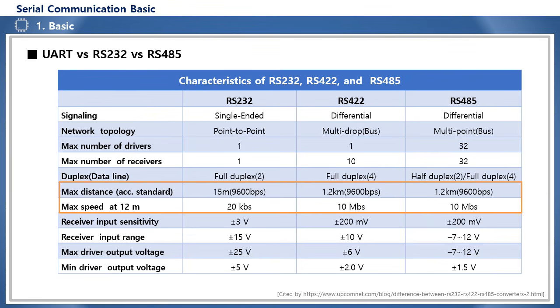As mentioned earlier, the communication speed and effective transmission range are inversely proportional. The receiver input sensitivity, or the minimum recognizable voltage level, is plus or minus 3 volts for RS-232 and plus or minus 200 millivolts for RS-422 and RS-485. This means that RS-232 does not recognize signals within plus or minus 3 volts, and RS-485 does not recognize signals within plus or minus 200 millivolts. For other input-output voltage ranges, please refer to the reference.